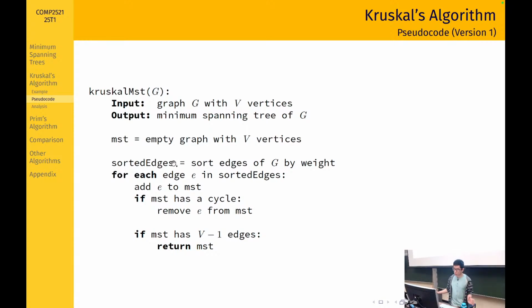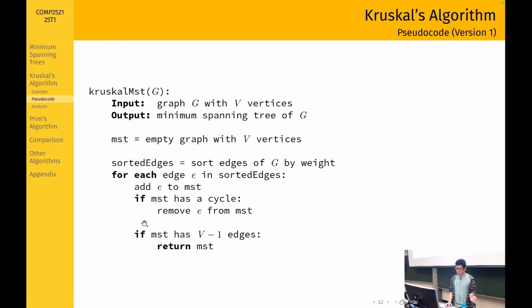We sort the edges, and then for each of the edges in the array of edges, we add the edge to the minimum spanning tree. If the minimum spanning tree now has a cycle, then we remove the edge from the minimum spanning tree. So here we're not really checking if adding the edge would create a cycle; we're just adding the edge and then checking if there is a cycle. But the effect is the same.